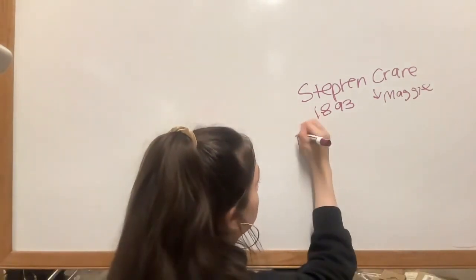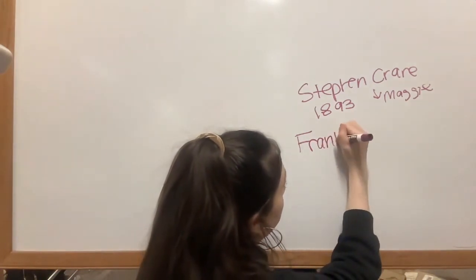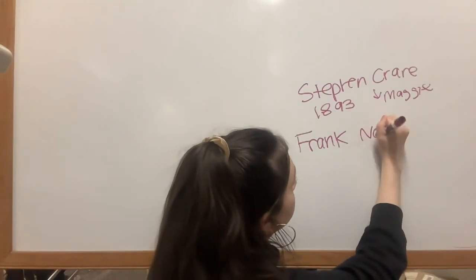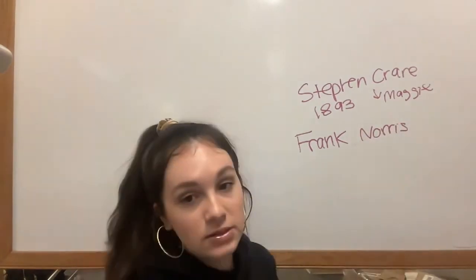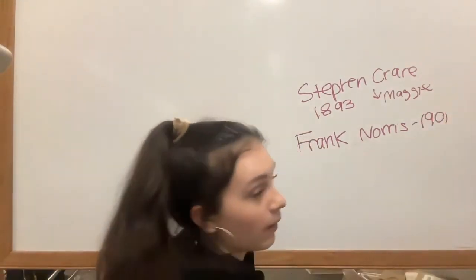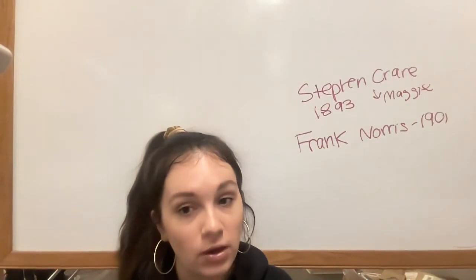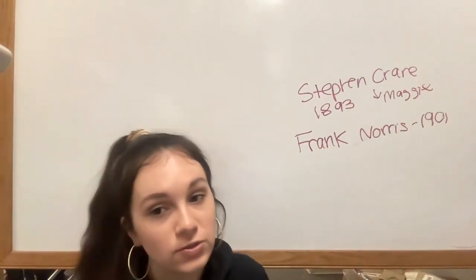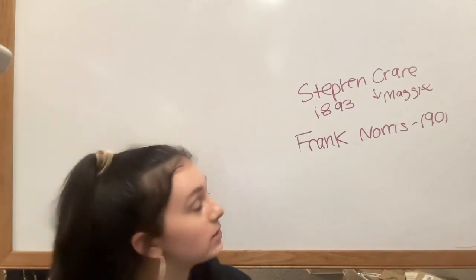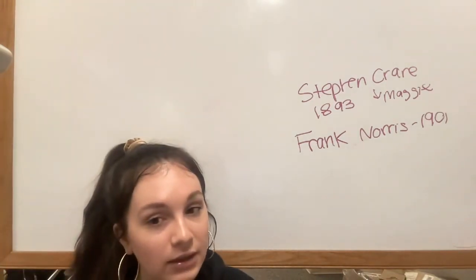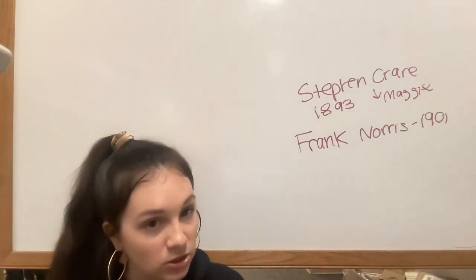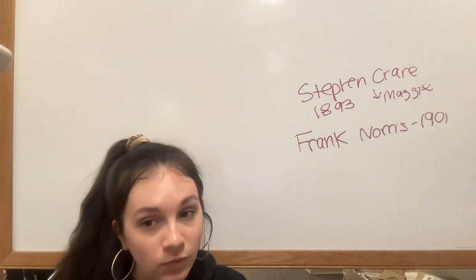Next, coming into the actual naturalist period, we have a man named Frank Norris. In 1901, he published his book called The Octopus. This book focuses on the struggles of California wheat farmers in the San Joaquin Valley, and they are fighting against a railroad monopoly for essentially their rights and their ability to survive.